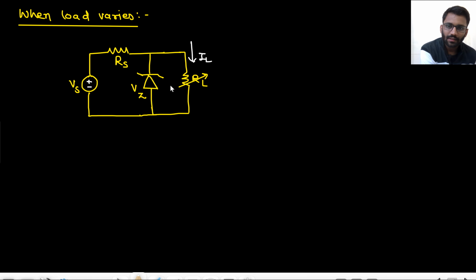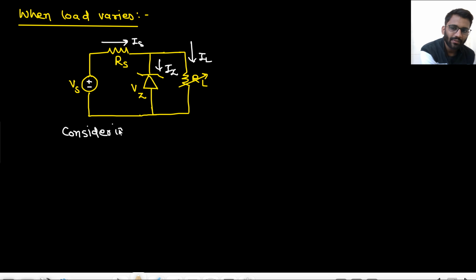This current is IL, this current is IZ, this current is IS. Now tell me what is IS. IS is Vs, considering Zener in breakdown.